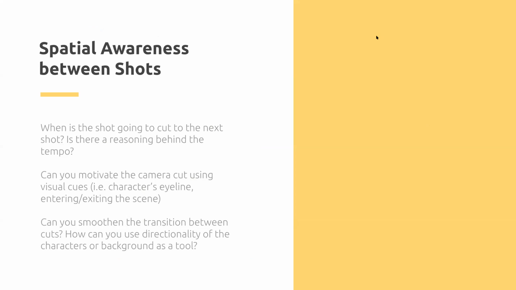So these are just a couple of questions that are good to ask when working on this sort of thing. Again, this is one of those things where it is really easy to get confused in a film if it's not planned out properly. So think about timing: when are we going to cut to the next shot? And if there's a reasoning behind that tempo, the tempo can communicate some level of emotion, so you do want to consider that.